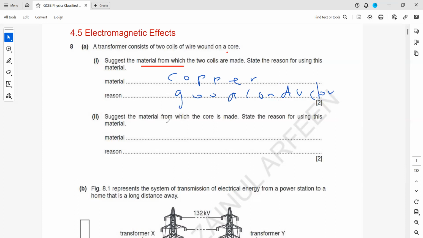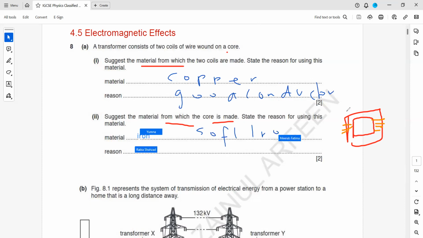Suggest a material from which a core is made, the core of a transformer. If this is the core of a transformer, what does this core consist of? Iron. Soft iron, or you can also say iron. And the reason is that it can easily be magnetized and demagnetized.